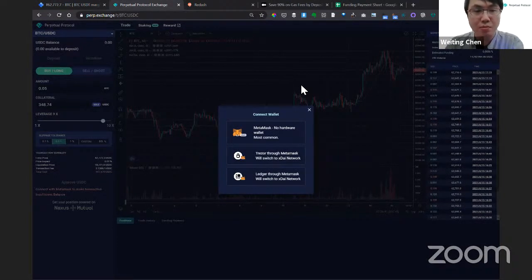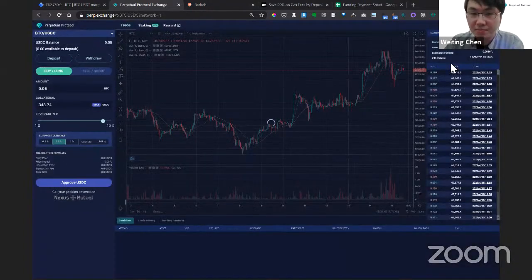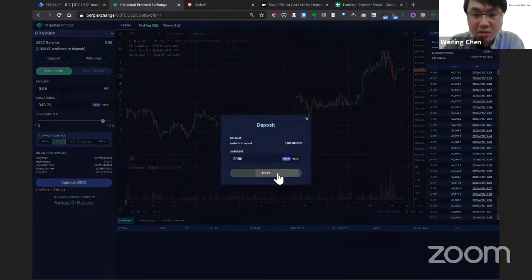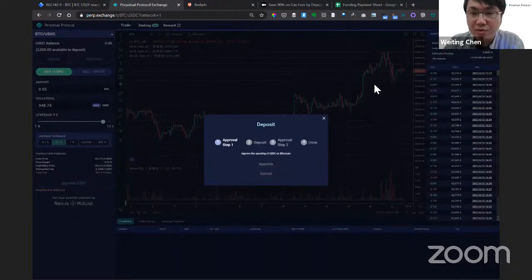Could you see Perp.exchange? Okay, sounds good. So if you go to Perp.exchange, the first thing we ask you is to connect your wallet. Right now we support MetaMask, Tracer and Ledger, but in today's demo, I'll just connect with MetaMask. Okay, once it is connected, the first thing you need to do is deposit the USDC in your MetaMask. So I just click Max and then approve.